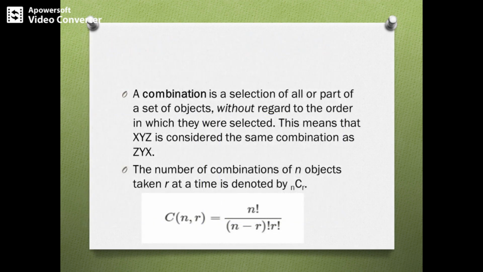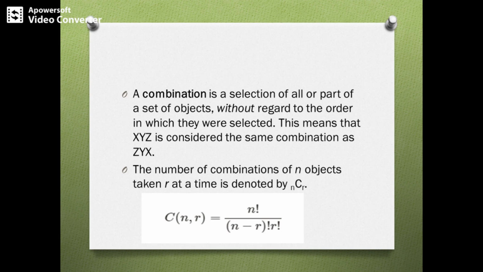What is a combination? Suppose we are interested in selecting a set of r objects from a set of n objects, where r is obviously smaller than n. This set of r objects being selected is called a combination of the r objects. There is no importance given to the order. That is, if you say xyz is one combination, it is the same as zyx.